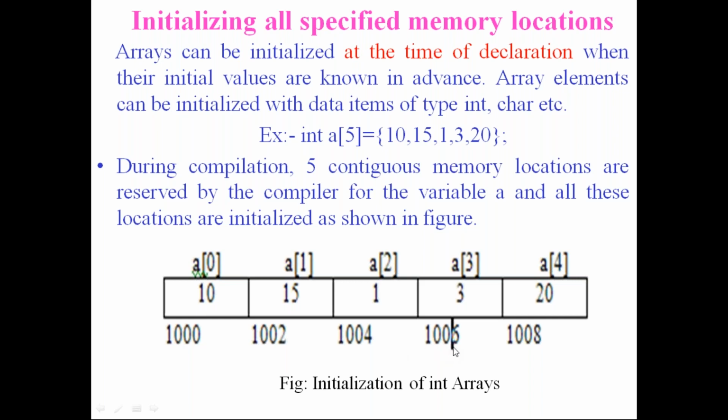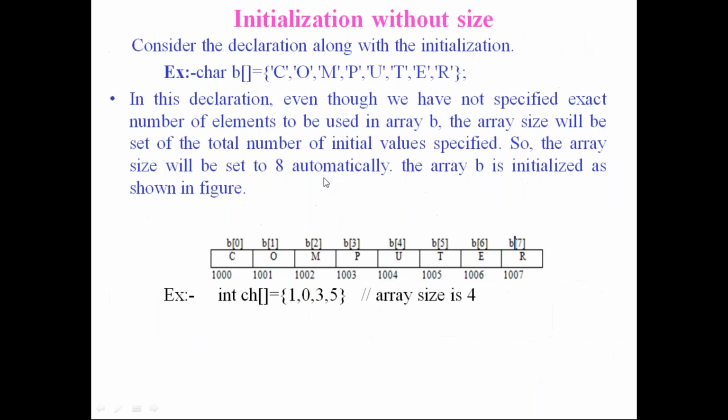Okay. So 1006 is the memory location, because the previous one is 1004, and it has to be added with 2 bytes of memory space. That means 1006. Right. So this is how the representation of the array is created by initializing all the specified memory locations.